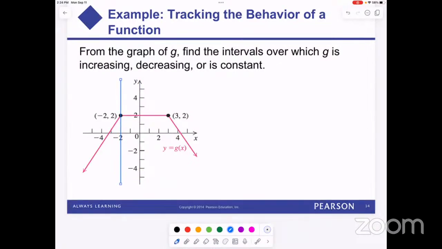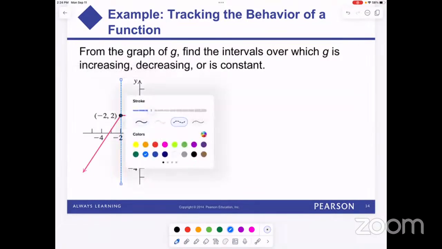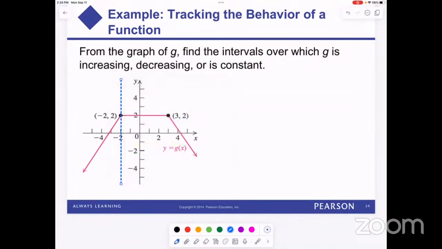Let's go style. I want it to be dashed, and we can make it thicker. All right, that looks good. It's decent, I guess. Yeah, okay. Let's copy and paste right here.